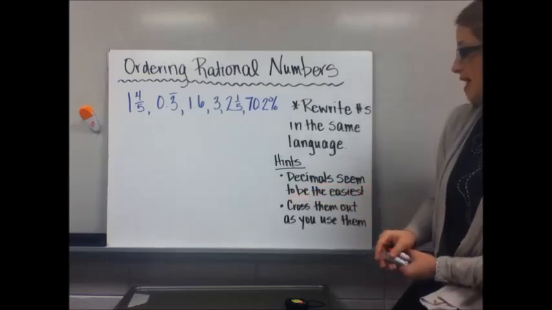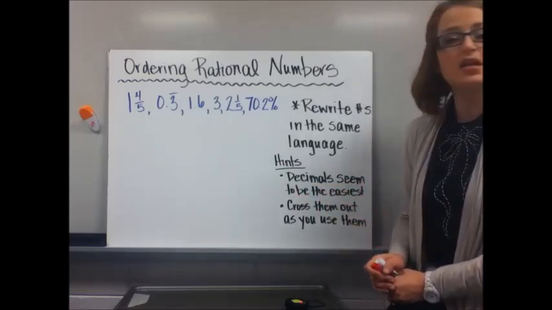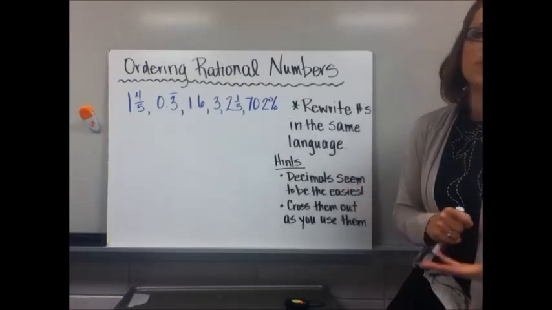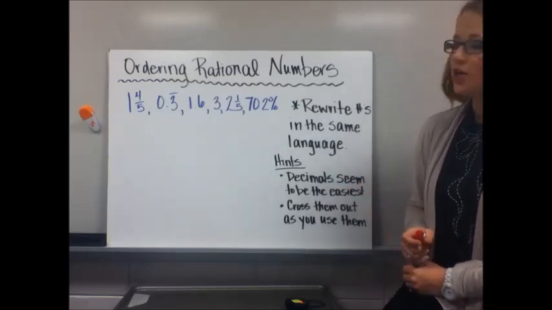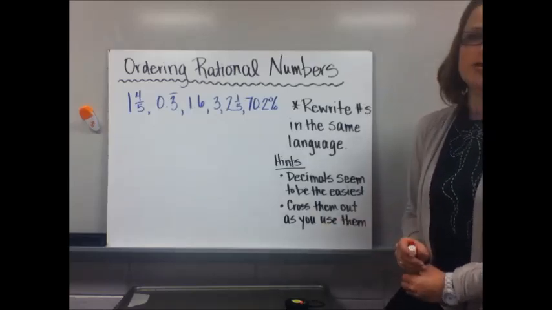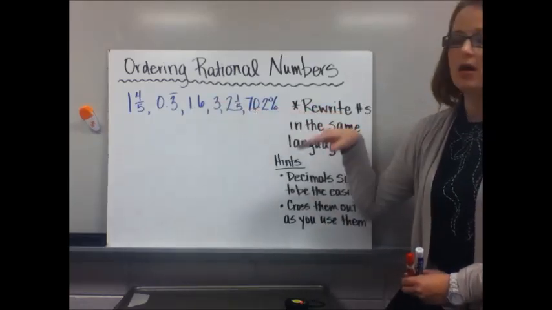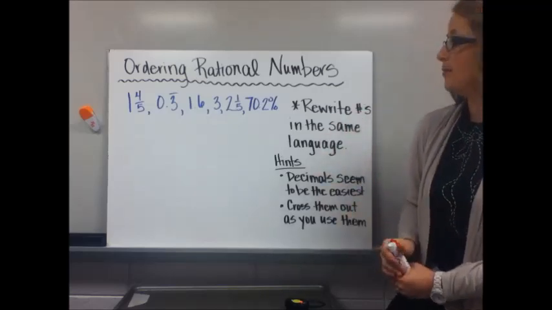It seems to me that decimals are the easiest, so turn them all into decimals. You could certainly turn them all into percents or turn them all into fractions, but even still, that's going to be more work, and you're going to be going back to the decimal form. And then cross them out as you use them, especially when you're dealing with a long list like this. You want to keep straight, make sure you've used all the numbers.